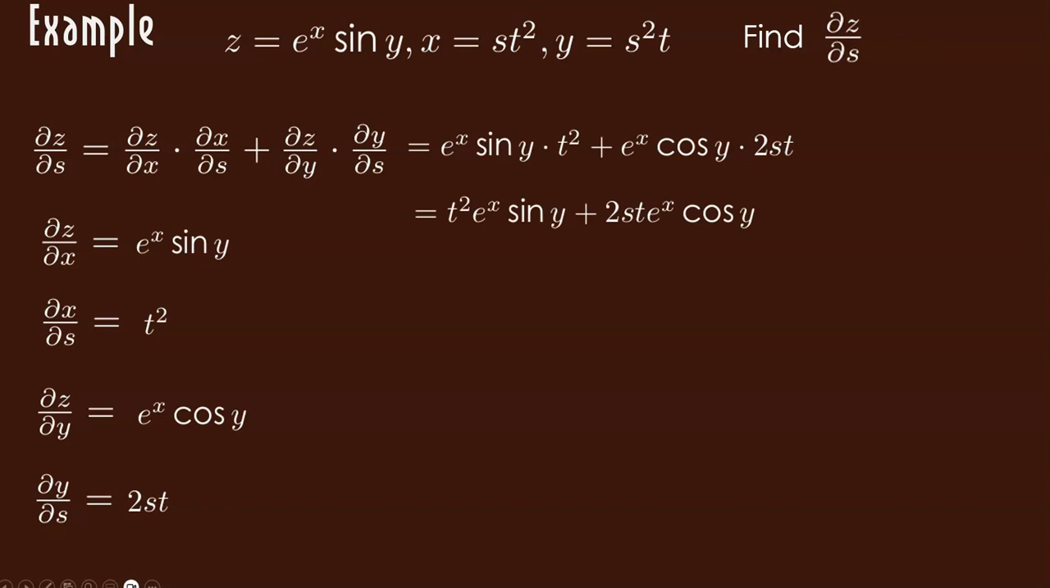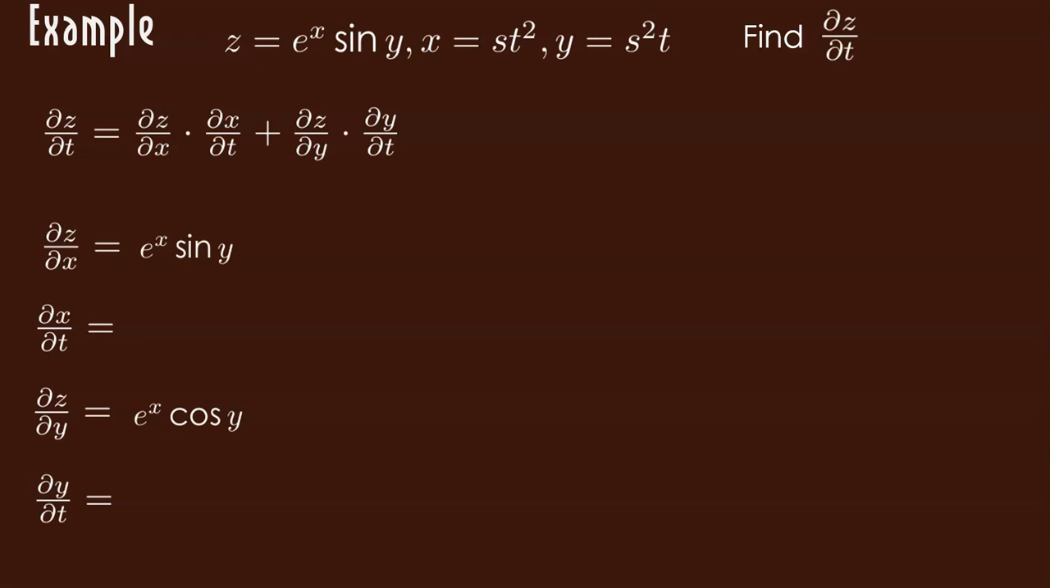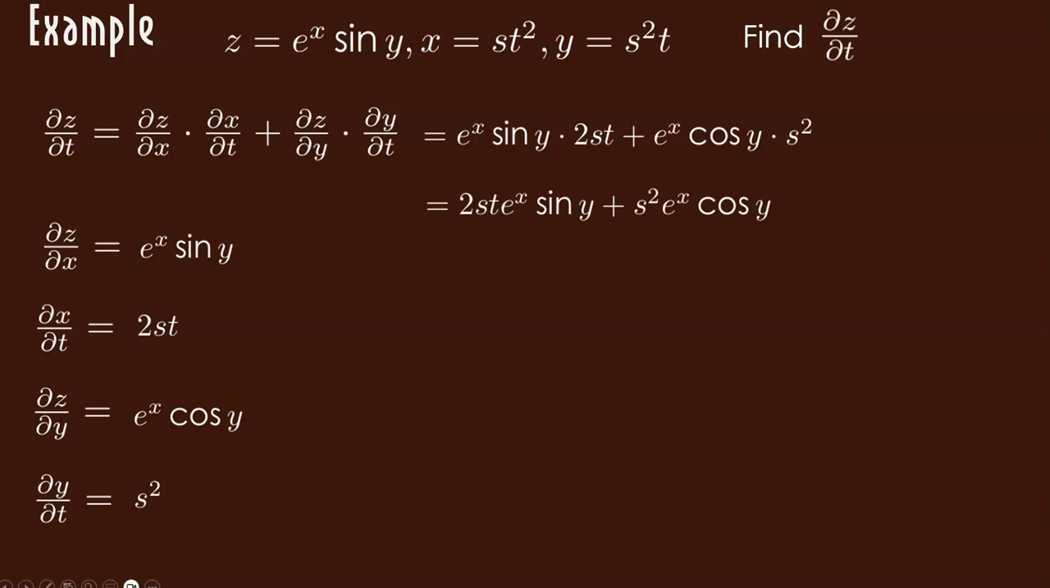Let's try the other one. Let's try with respect to t. So there's my equation. Now, I need these 4 things. I've already got the partial of z with respect to x and y. So now I just need the partial of x with respect to t and the partial of y with respect to t. The partial of x with respect to t is 2st, and the other partial is s squared. I'm going to fill that into my equation, and again, can't simplify a whole lot except pulling some of these extra variables in the front so they don't get sucked into your trig functions.